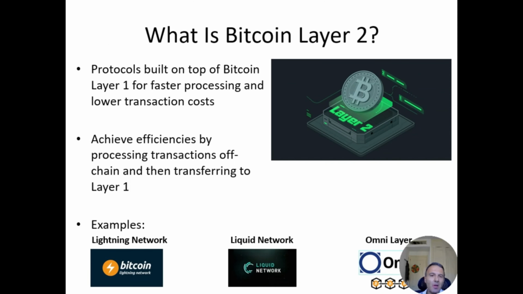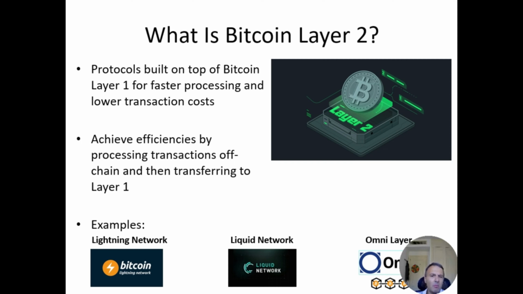Layer 2, now these are what I call the software protocols. So these are the software components that make certain improvements on the Bitcoin layer 1. So it addresses the issue of the slow speed, replacing that with much faster processing speed and lower transaction costs. And it achieves these efficiencies by processing transactions off the chain, so off the layer 1. It then transfers back to layer 1 for final settlement.